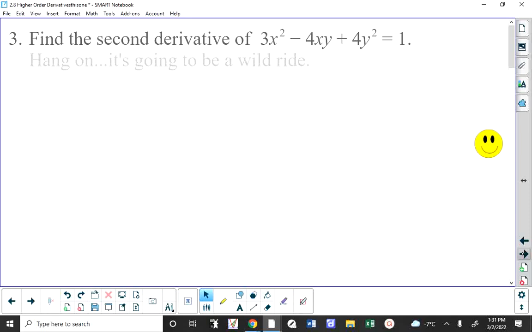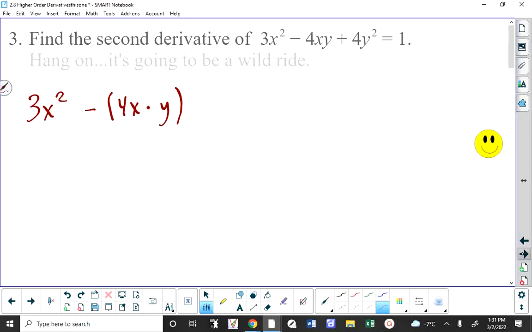By the way, Liam's question was originally, are we going to have to find second derivatives using implicit differentiation? And I said yes. There are simpler ones that you would be expected to do on your own. Okay, so we're going to differentiate this first. I'll rewrite it. We have 3x squared minus 4x times y, and I'm writing it in that fashion because looking ahead, I'm going to have to find the derivative, and it's a product. Plus 4y squared equals 1. By the way, finding the first derivative is pretty simple.